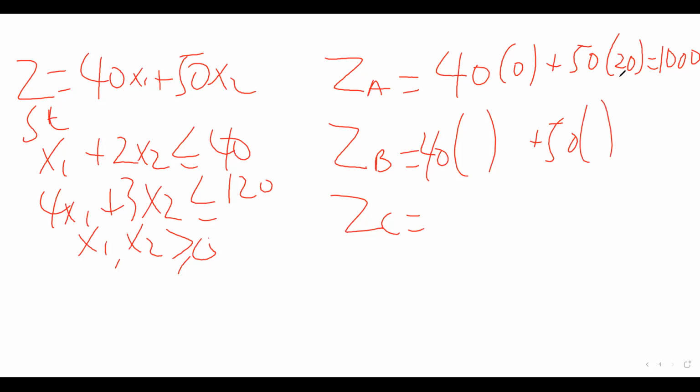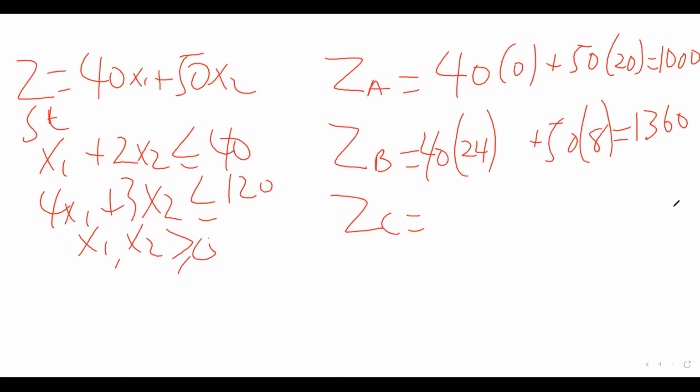For B, the value of x1 was 24. The value of x2 was 8. So you have 24 and then 8. The question is, what is it going to be? 40 times 24, and 50 by 8. So you add the two, that will give you 1,360. So you get 1,360 cedis. That is the profit you make at that point B.